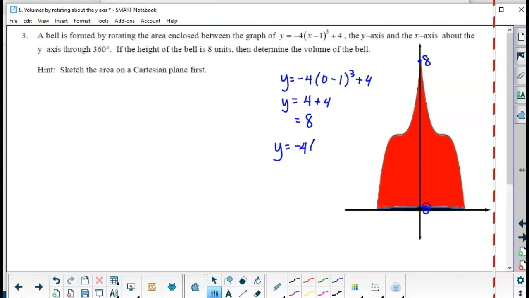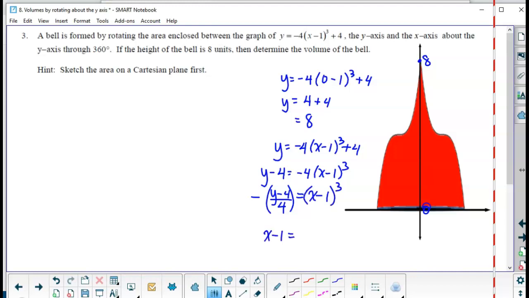So here's our function. We need to isolate x. So bring the 4 over, divide by -4. So you might want to show this as negative y minus 4 over 4. Keep it in brackets so you don't forget if you have messy writing. And then that means x minus 1 equals the cubed root of negative y minus 4 over 4. And then add 1 to that.